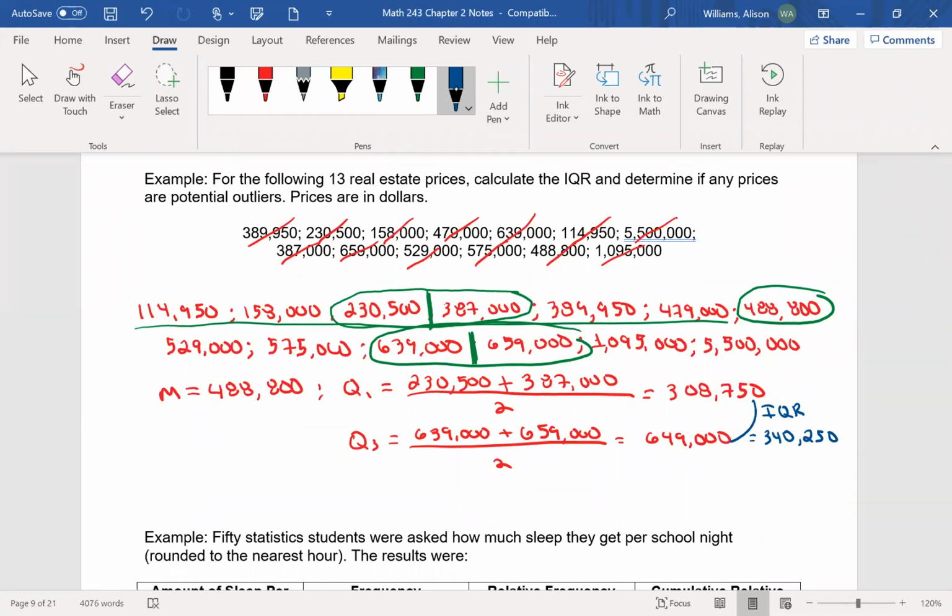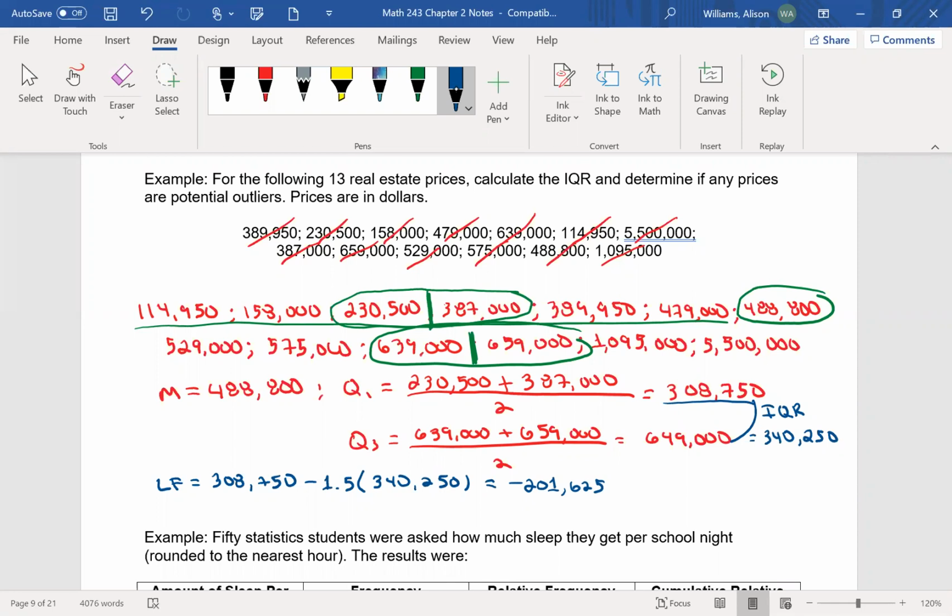Okay, so now that I got that, I'm going to calculate the fences. And I'm going to go ahead and do that in blue just because I am squeezing so much in here. So the lower fence is Q1, which was this number right here, 308,750 minus 1.5 times 340,250. All right, so let's plug that into the calculator. And that comes out to negative 201,625. Okay, it's okay that the fence comes up negative because this is not necessarily referring to a data value. It's just saying that anything that's lower than this number is an outlier.